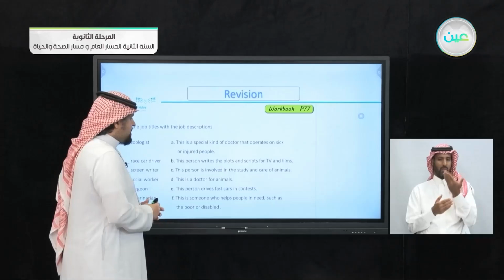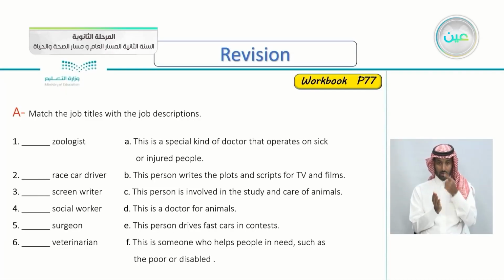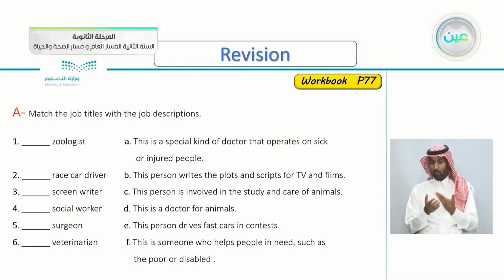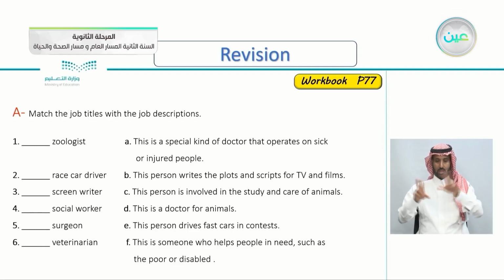But before we indulge in our lesson, you can open your workbook on page 77. Let's answer some questions together. So question A here, match the job titles with the job descriptions. So we have a list of job titles. Number 1, zoologist. Number 2, race car driver. Number 3, screenwriter. Number 4, social worker. Number 5, surgeon. And number 6, a veterinarian.